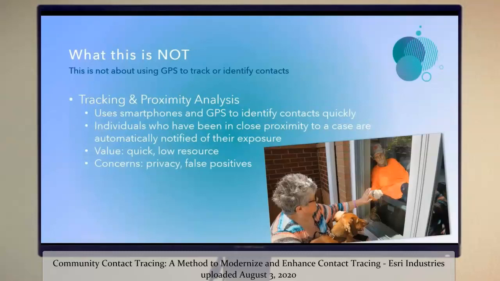Another concern is that GPS is actually not the best way to identify close contacts because there are so many opportunities to get false positive results. So imagine you have two people on opposite sides of a wall or a window, or two cars that are stopped next to each other waiting for a train to pass. These aren't really contacts, but they are in close proximity, and a GPS device wouldn't know the difference.